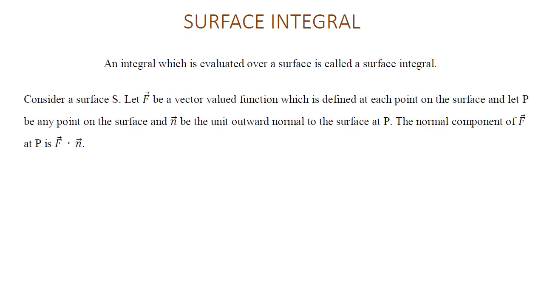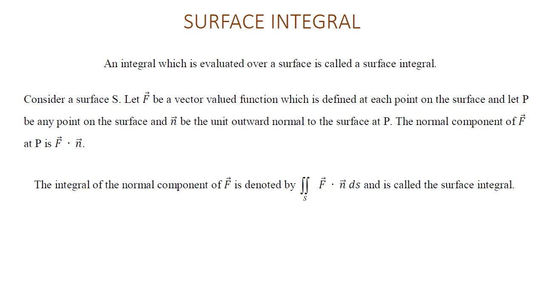Now let us see about surface integral. An integral which is evaluated over a surface is called a surface integral. So consider a surface S. Let f vector be a vector valued function which is defined at each point on the surface, and let P be any point on the surface, and n vector be the unit outward normal to the surface at P. Then the normal component of f vector at P is defined by the dot product f vector into n vector. The integral of the normal component of f vector is denoted by the double integral of the dot product f vector into n vector dS, and it is called the surface integral.